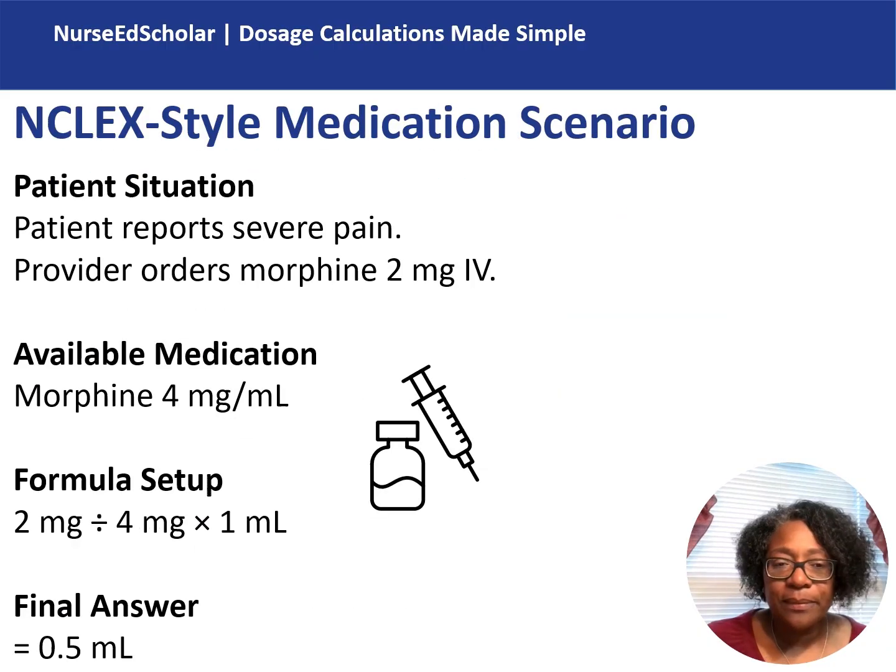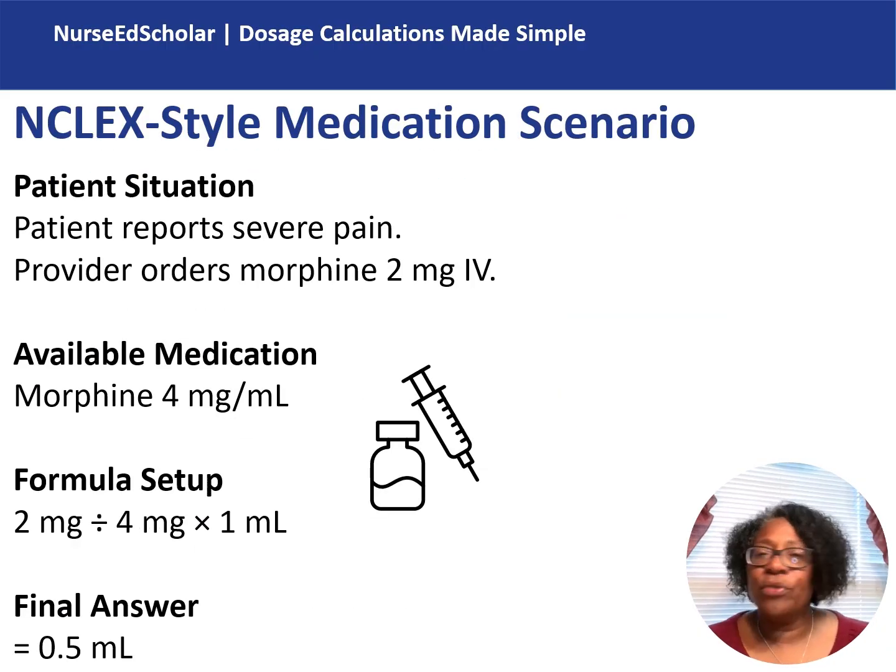Okay. So let's look at, really quick, really basic, a little case study. You have a patient and they're post-op, and they're in severe pain. Okay. And the provider orders 2 milligrams of morphine IV.